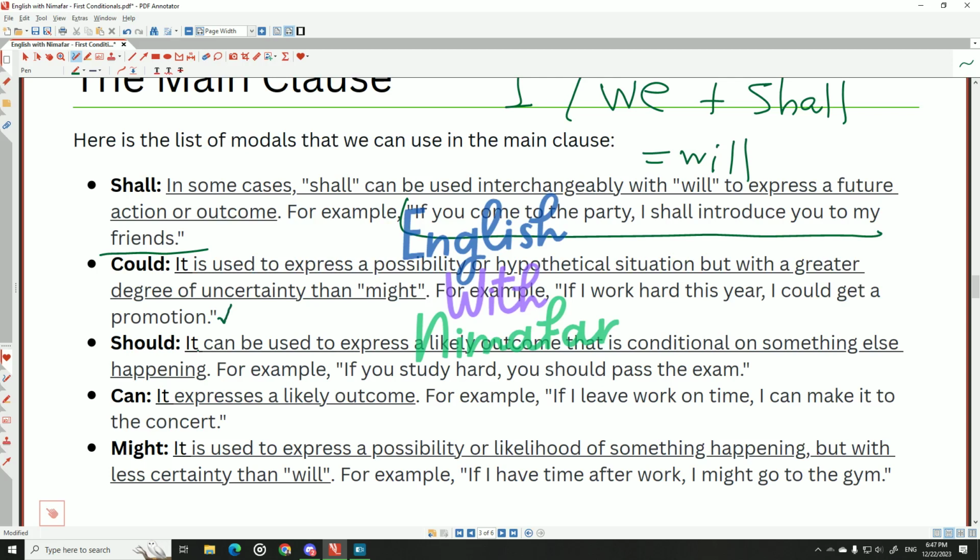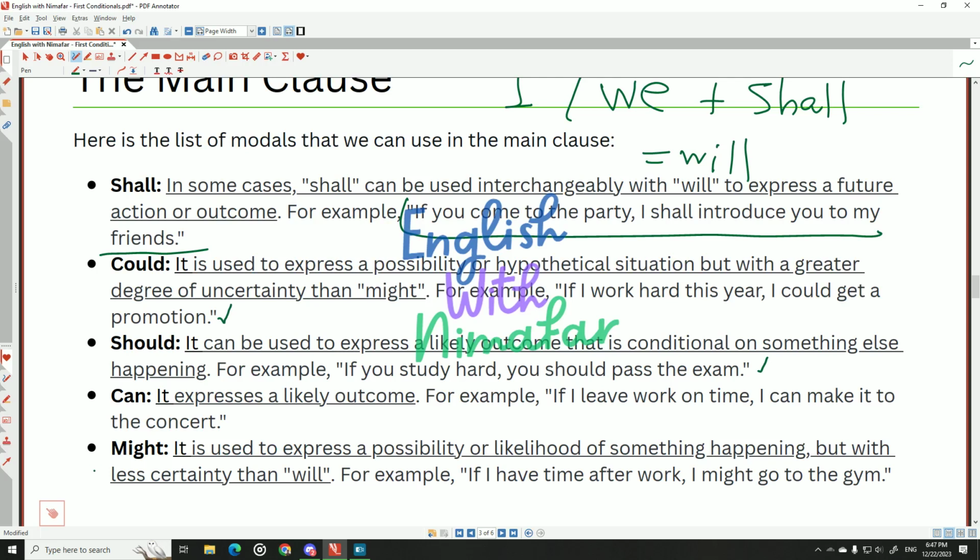So for "should," it's more like expecting something or saying a likely outcome, mostly like "will." If you study hard, you should pass the exam. It means you will pass the exam. I expect that if you study hard, you should pass the exam, technically. Usually, when people study hard, they pass their exam, so don't worry. You should pass it. It has this meaning of a likely outcome. Mostly, they are the same.